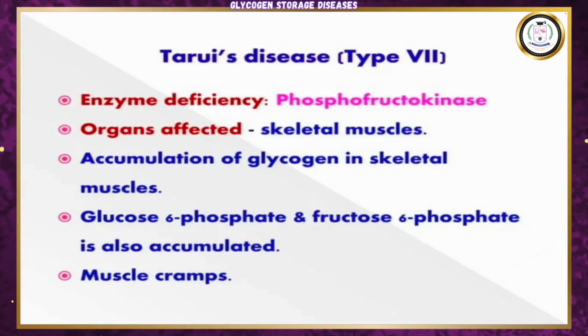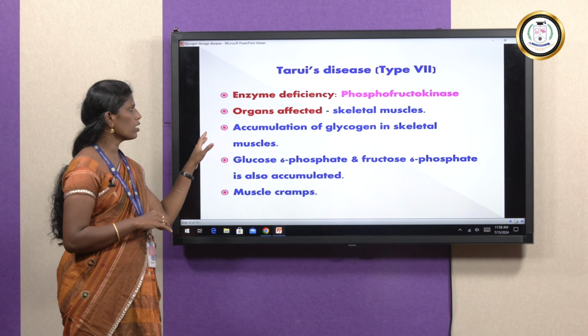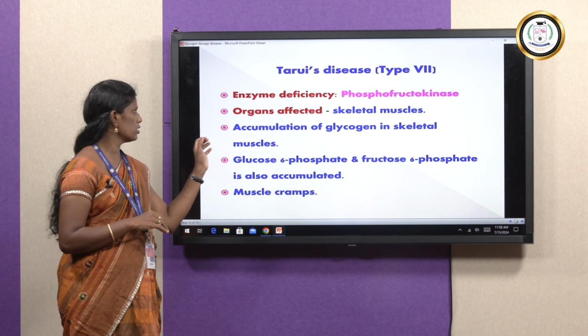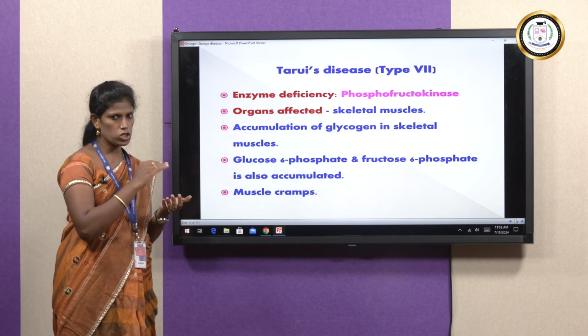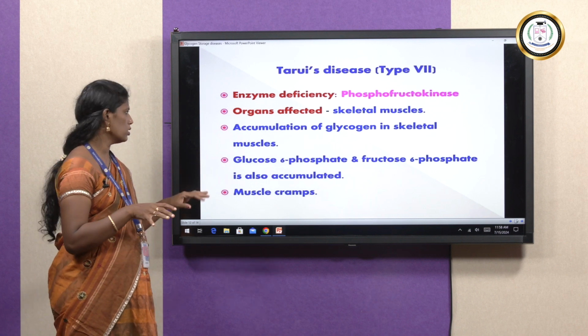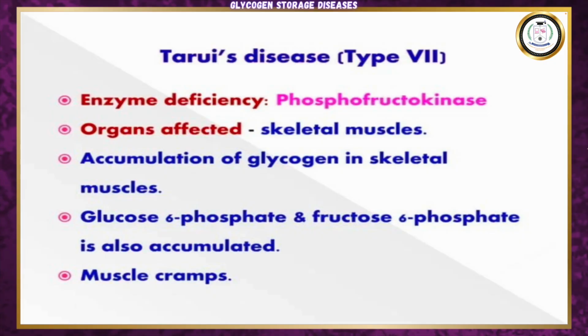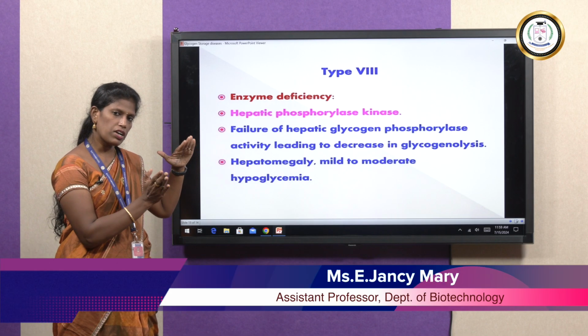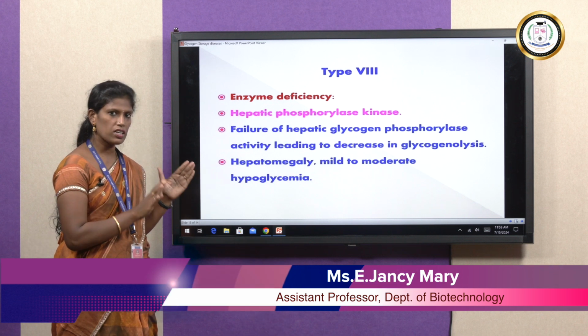Type 7 is also called Tarui disease. The enzyme deficiency is phosphofructokinase. The main organ affected is skeletal muscle. There is accumulation of glycogen in skeletal muscle, and glucose 6-phosphate and fructose 6-phosphate are also accumulated in this disease. The clinical and biochemical manifestation is muscle cramp. These seven types are the most important diseases.